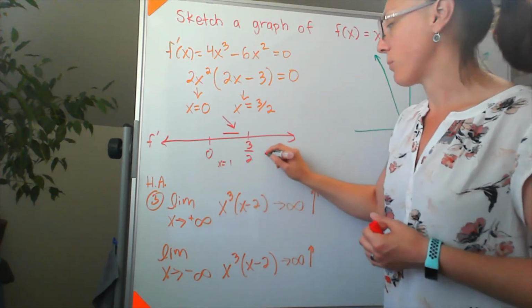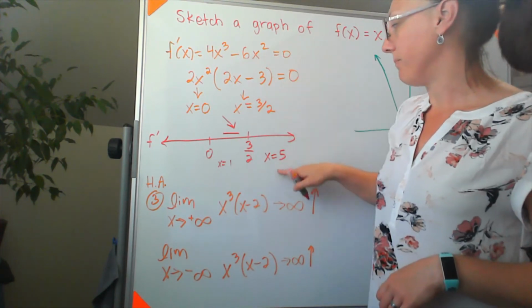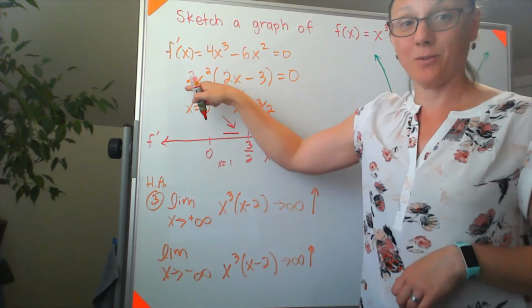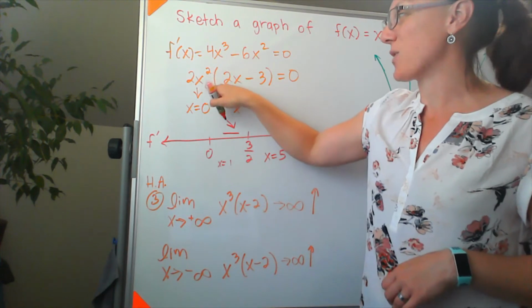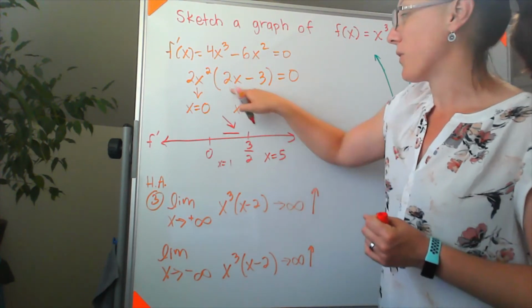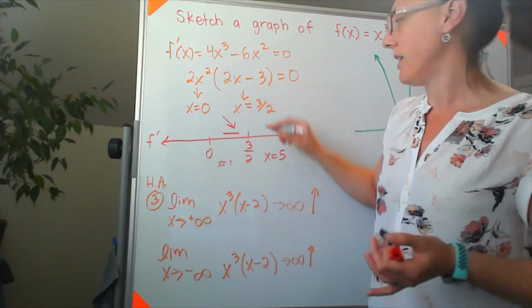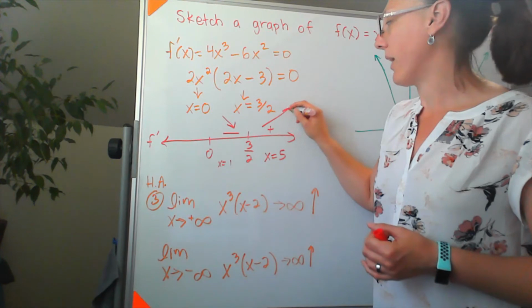If I choose a test point out here, say x equals 5, now I'm going to cheat and use my factored form, because I know that something squared is always positive, so I don't even have to worry about that part. So if I plug in the 5 here, 10 minus 3, that's also positive, so I know my graph should be going up.